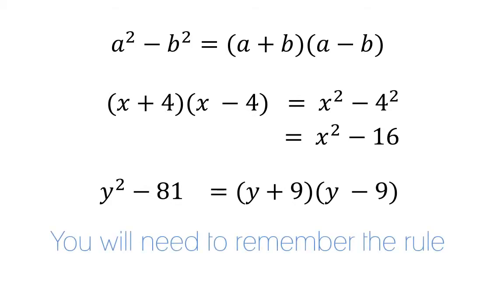So you will need to remember the rule at the top and be careful trying to spot whether or not it applies to the question. It's not going to work in every question. You have to make sure you've got two squares, two things which are squares, and that they are being subtracted. It doesn't work with adding two squares, it's only for the difference.